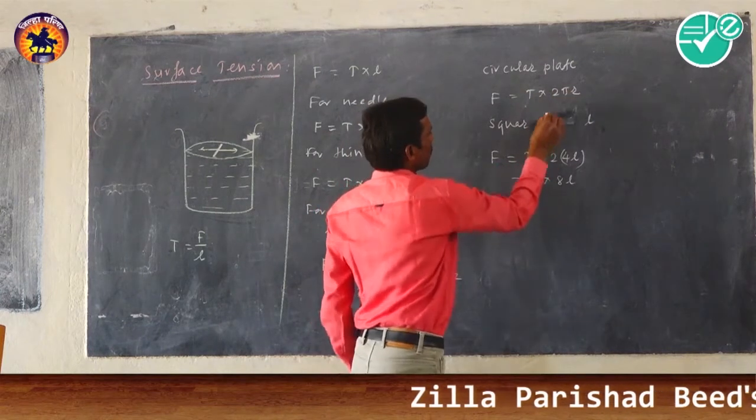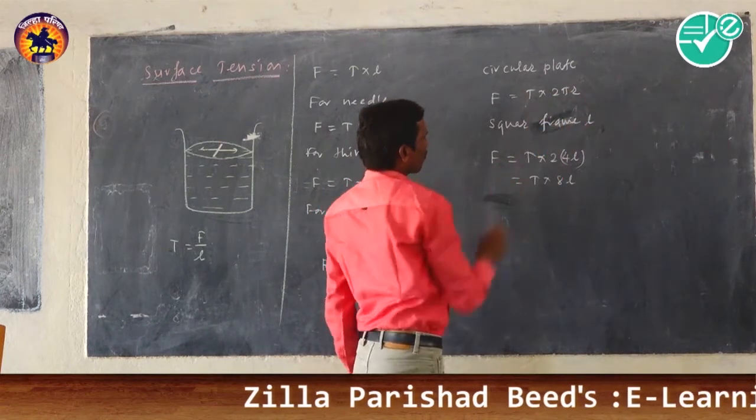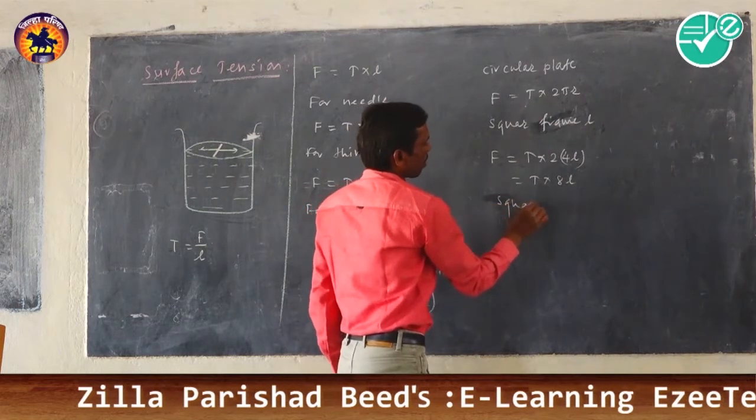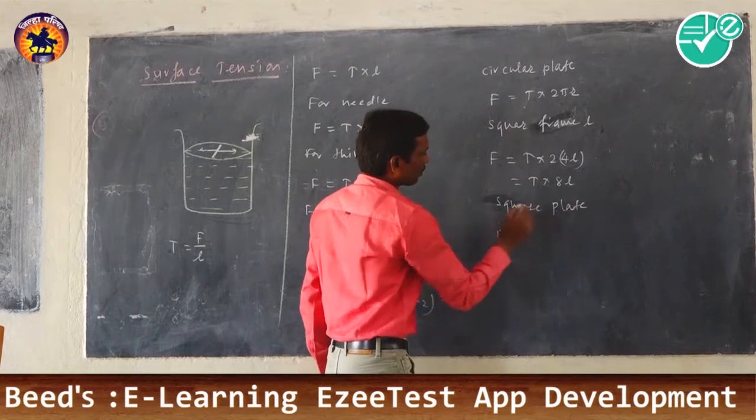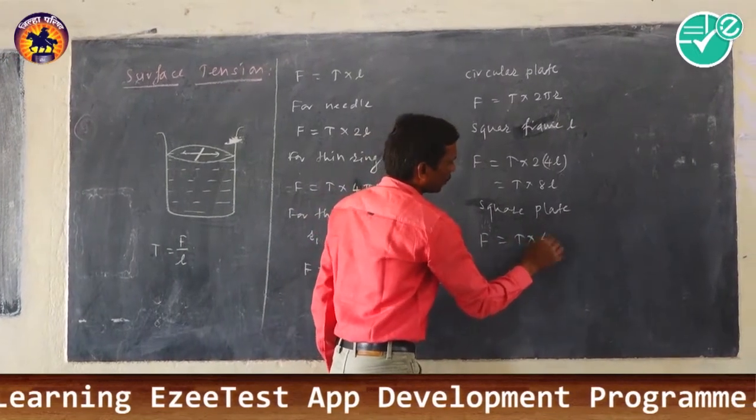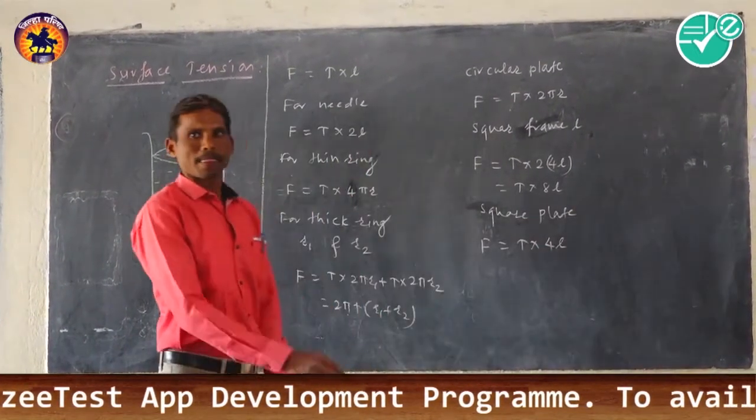Here it is the frame. Now consider a square plate. In case of a square plate, F is equal to T into 4L.